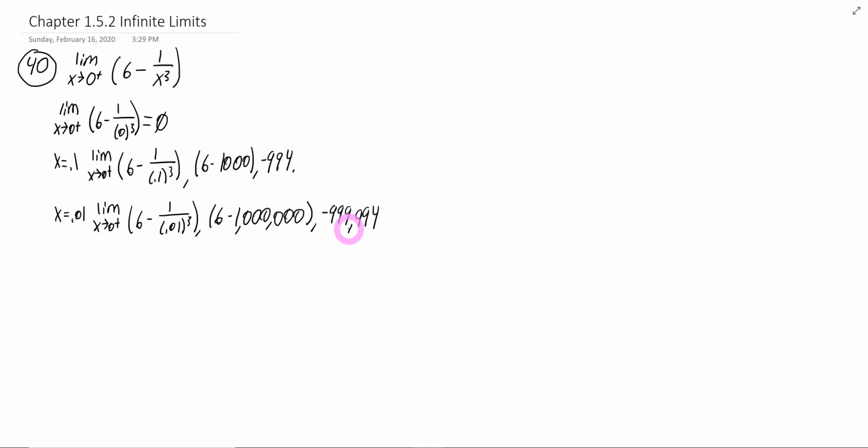So what we will say from this question is that we're decreasing without bound, and as a result, we're going to get a finalized answer that the limit as x goes to 0 from the right of 6 minus 1 over x cubed is, for all intents and purposes, equal to negative infinity. And there you go. That's simply because we are decreasing without bound.